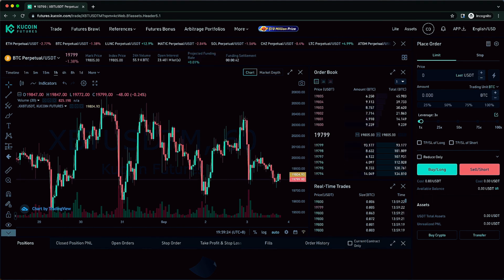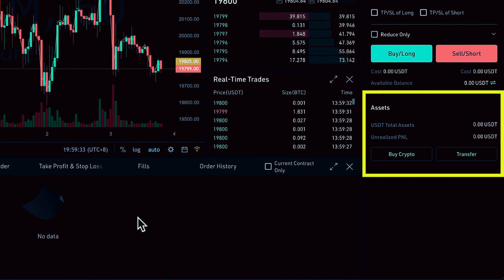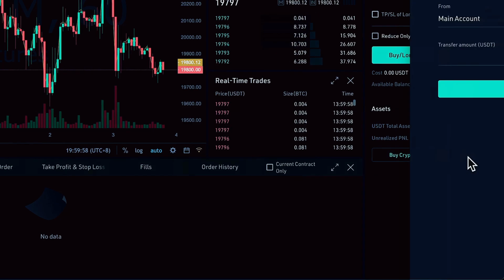Now, before we can trade futures, we'll need to transfer some funds to our futures wallet. To do that, we're going to go down to the bottom right to the Assets window. Now, if you don't already have some funds on your KuCoin account, you can simply click on Buy Crypto to transfer funds onto KuCoin. In my case, I already have funds in my KuCoin main wallet, so all I need to do is transfer over those funds to my futures wallet. So I'm going to click on Transfer.